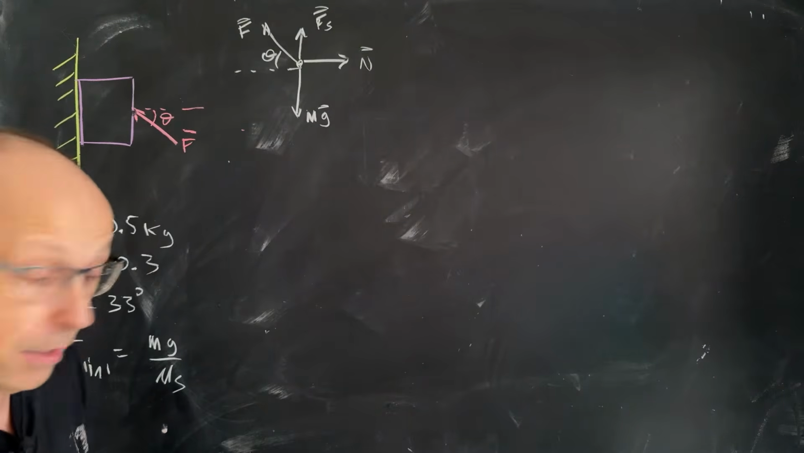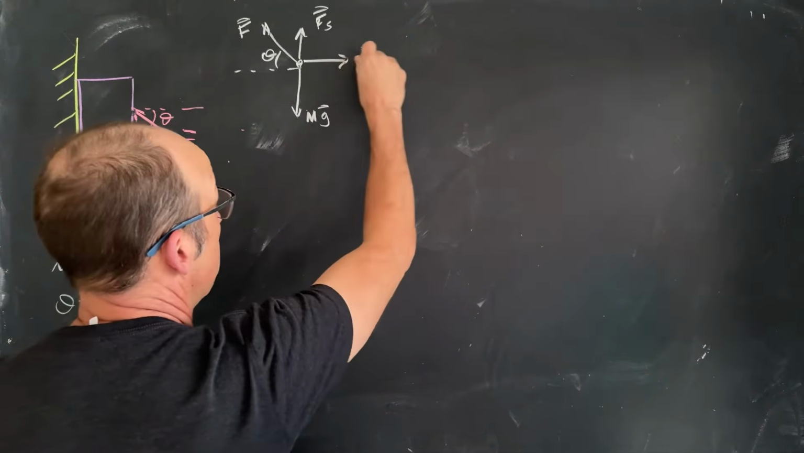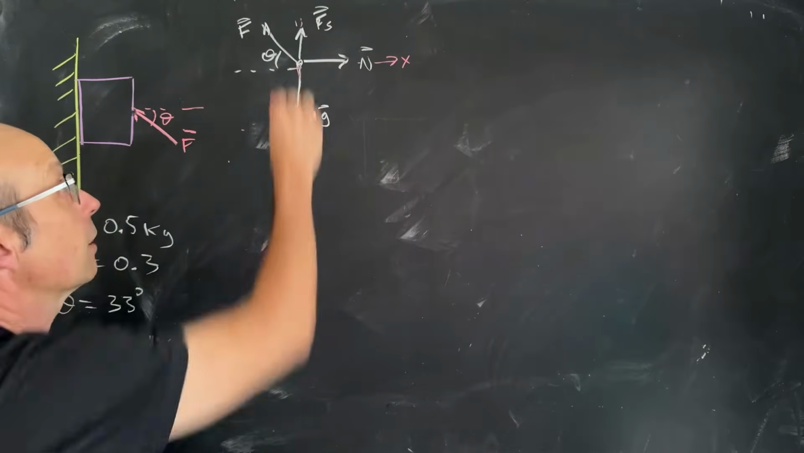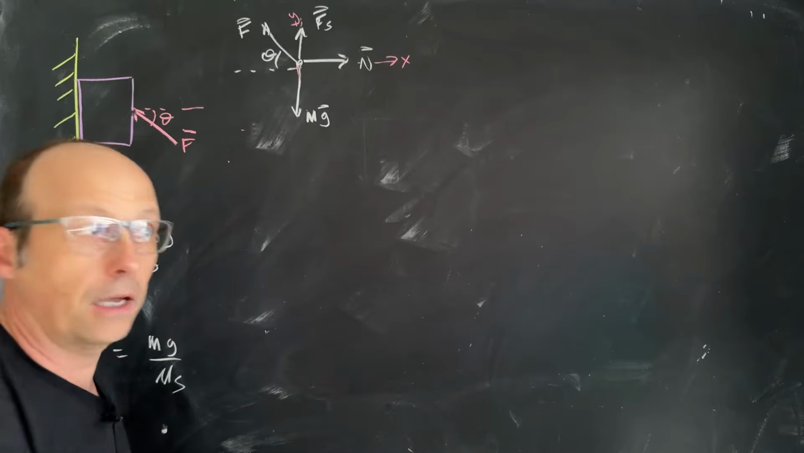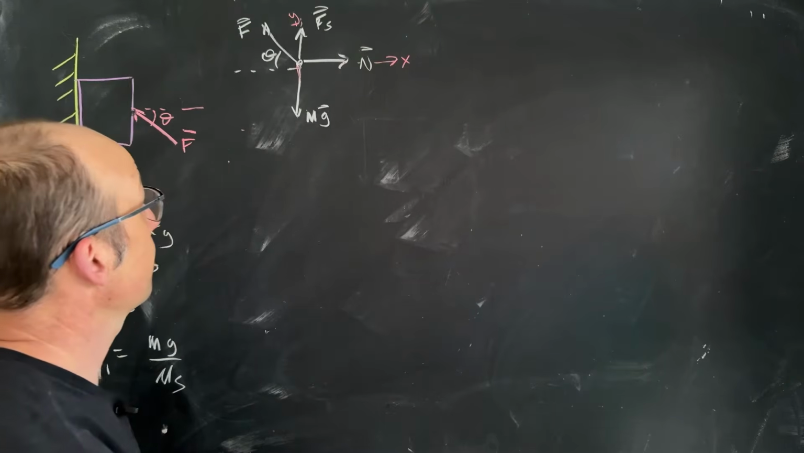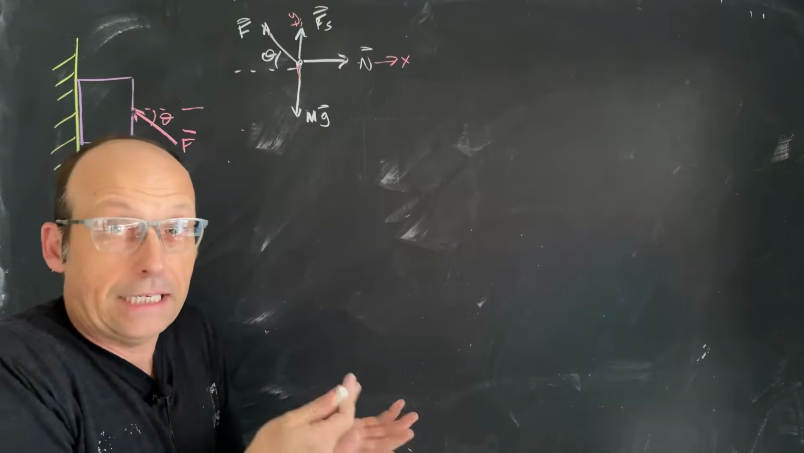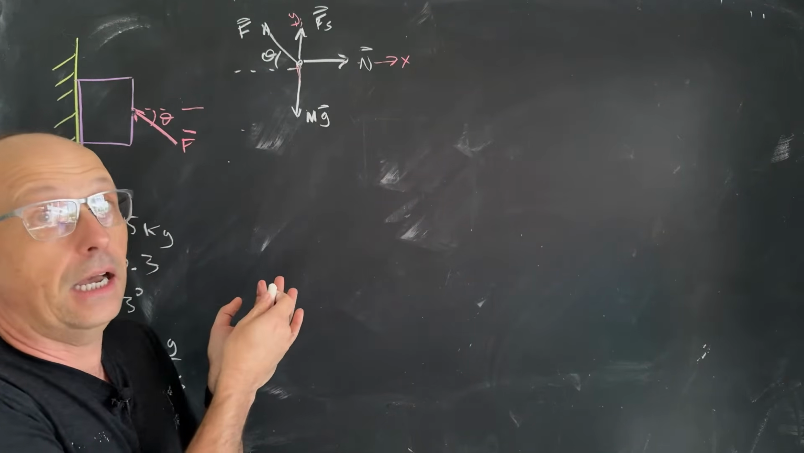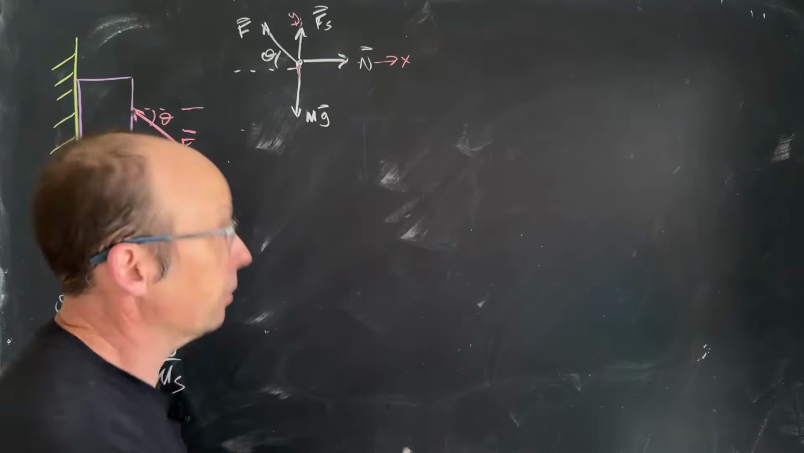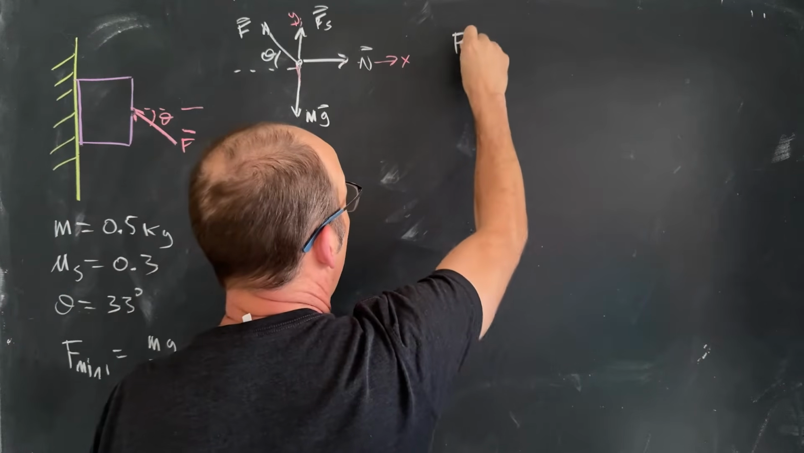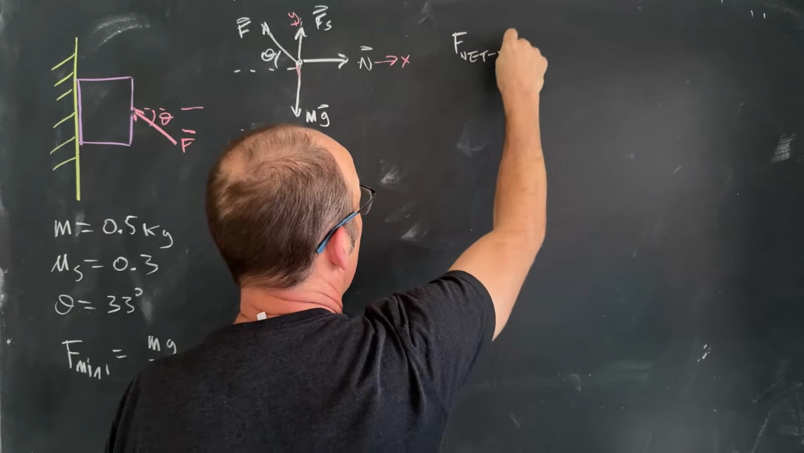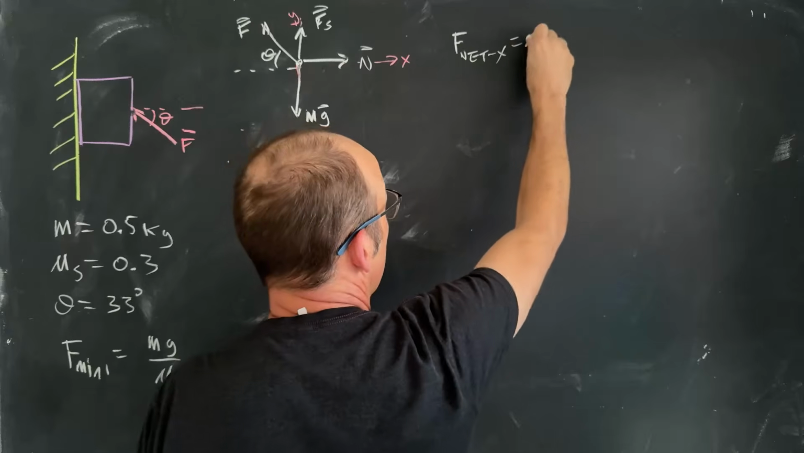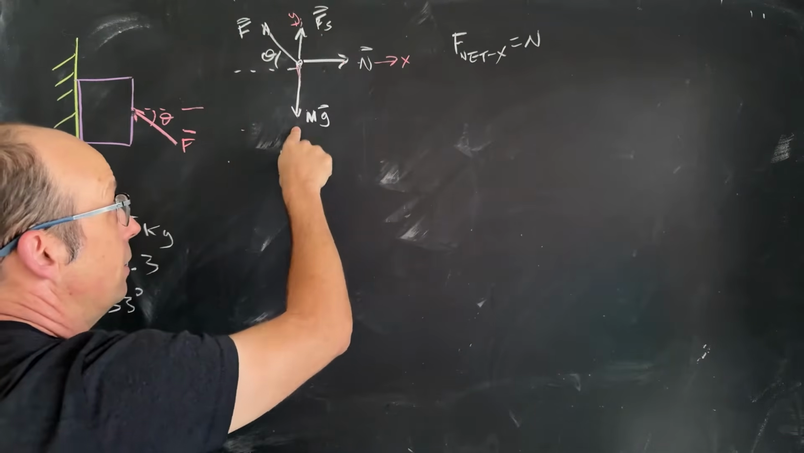So now we have a new diagram. We need to again pick our x and y axis. I think this is a good idea. X and y like that. That's my y axis. And again, I can write down Newton's second law. Let's just go ahead and write Newton's second law in the x and the y direction. So I'll put it right up here. F net in the x direction. Okay, so what forces are in the x direction? I have n. And that's in the y direction.